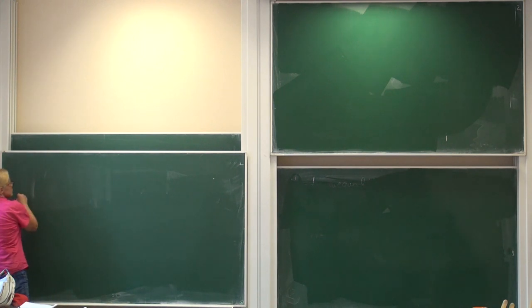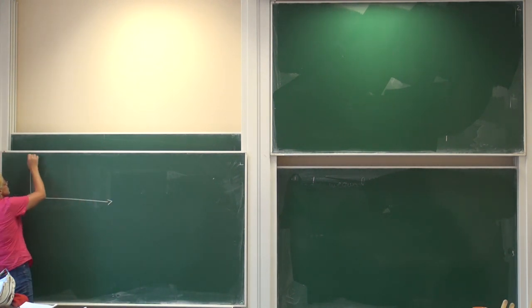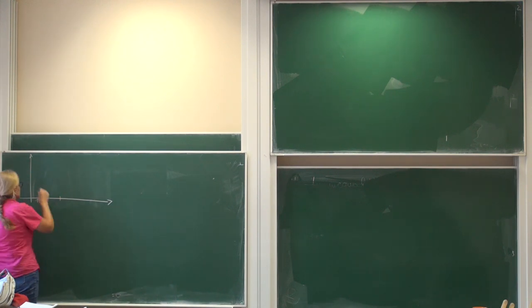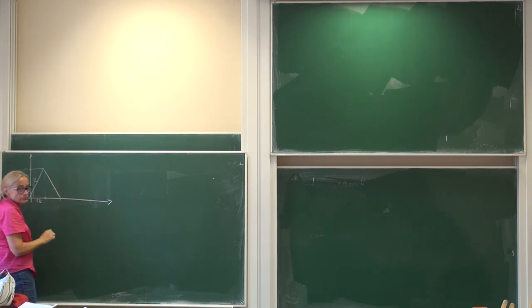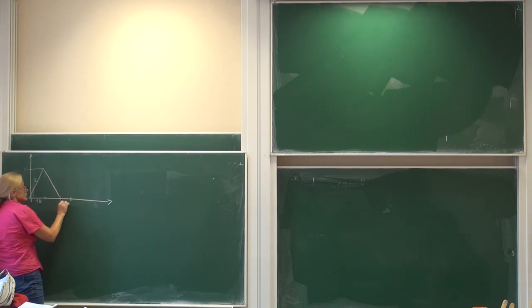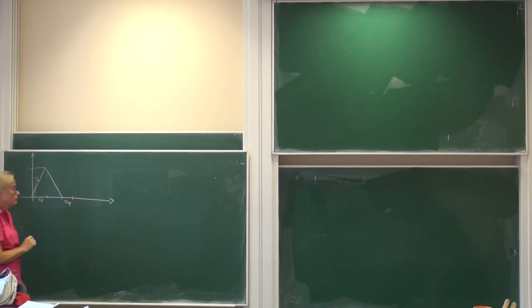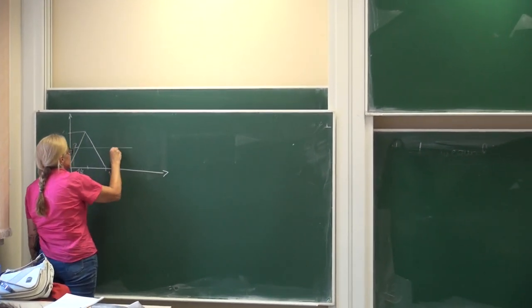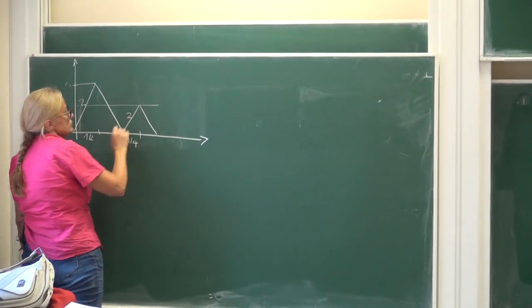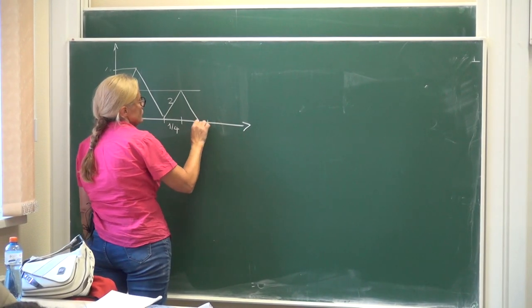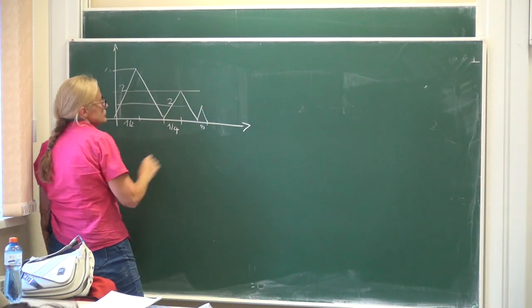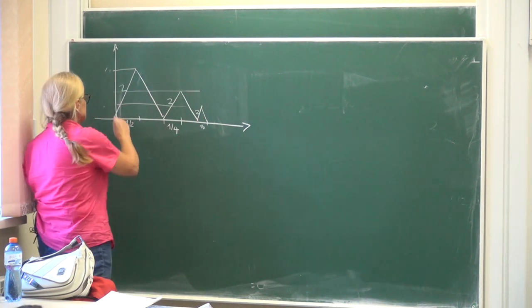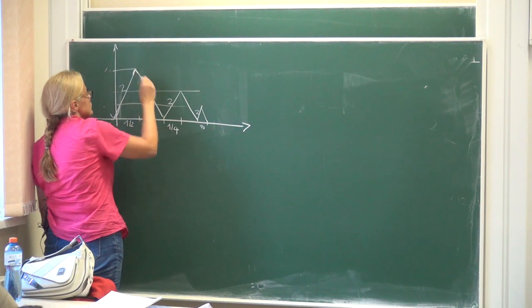Take, for instance, a function like this from R to R. So in one half of the time, you reach the level 1, say. So your slope is 2. And then in 1/4 time, you reach the level 1/2. The slope is 2, and so on. You may construct all the examples you want. Then you can also, of course, make this function smooth.